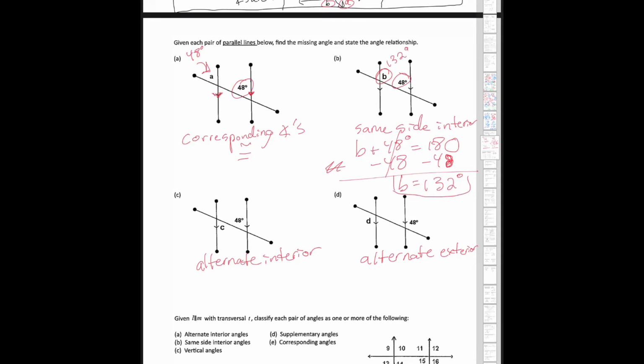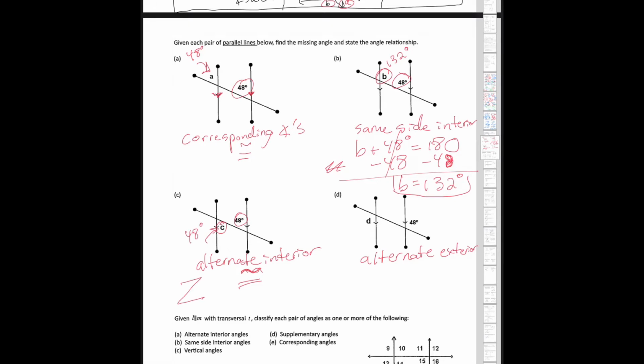Now for letter C, we have alternate interior angles. So these are both on the inside of the parallel lines, but it's not the same side, it's the alternate side. And what we know about this is that they are congruent. So that means angle C is equal to 48 degrees.